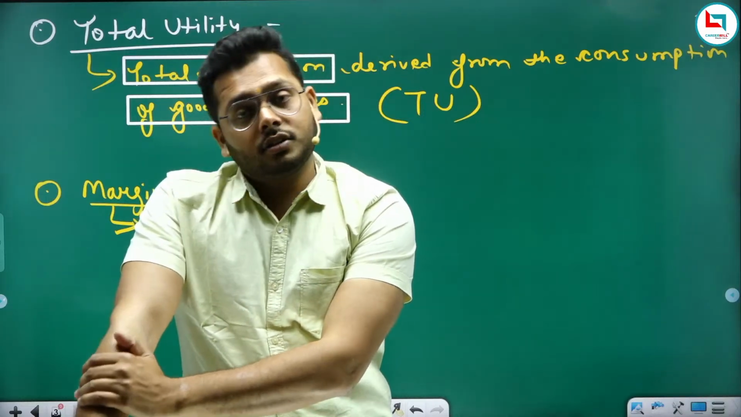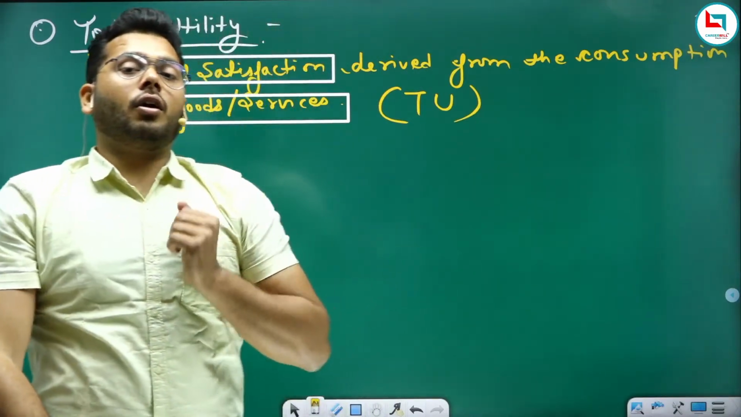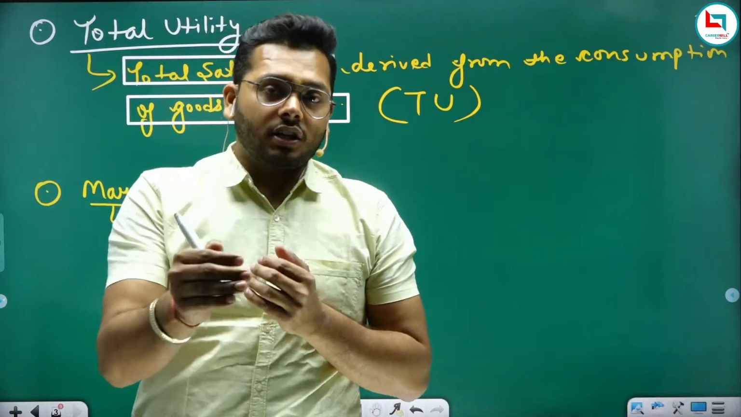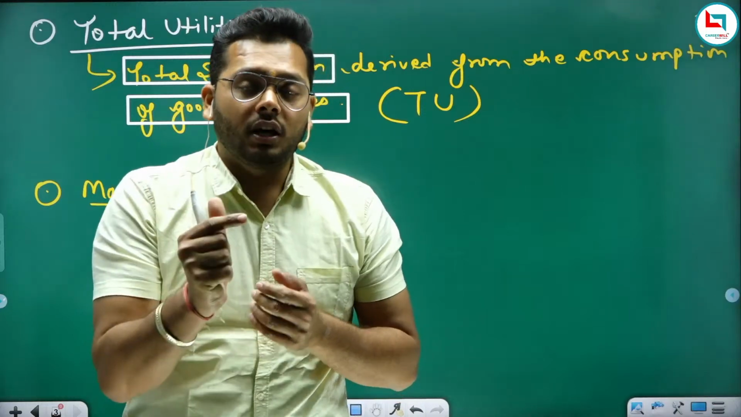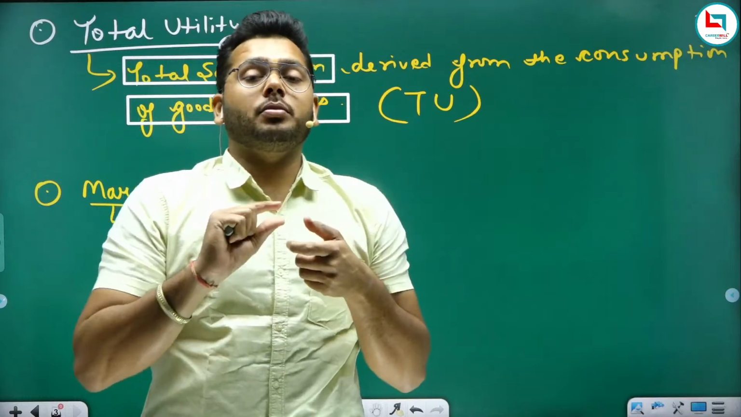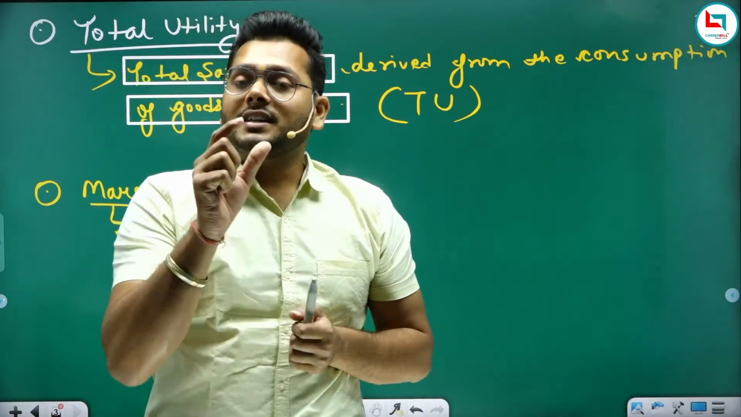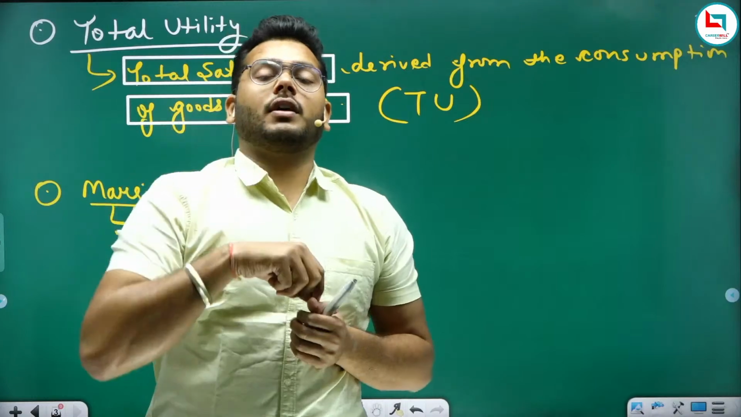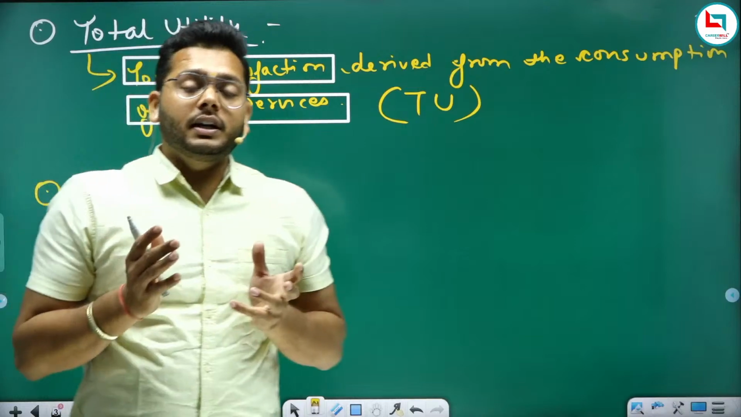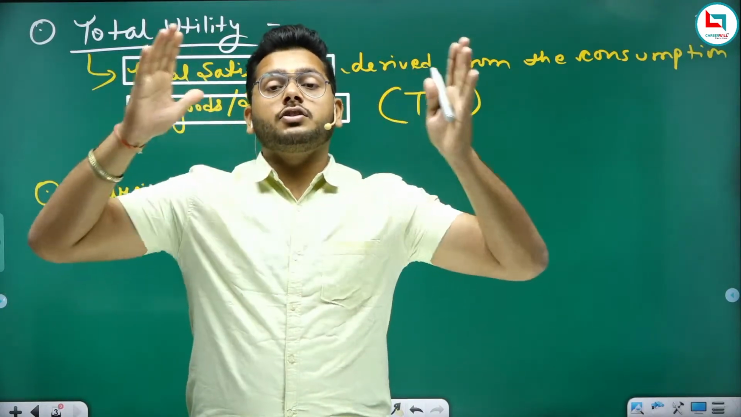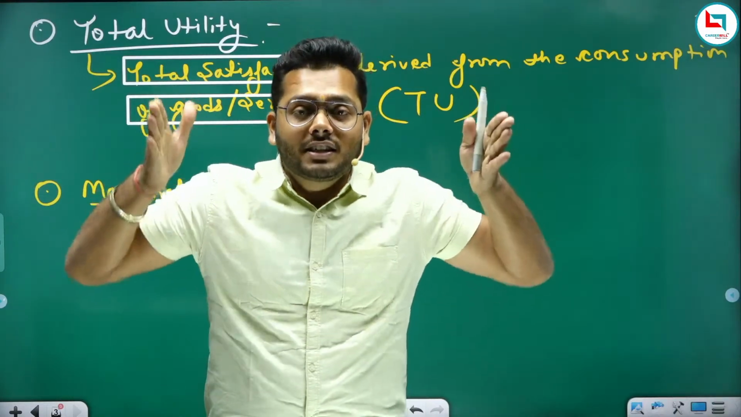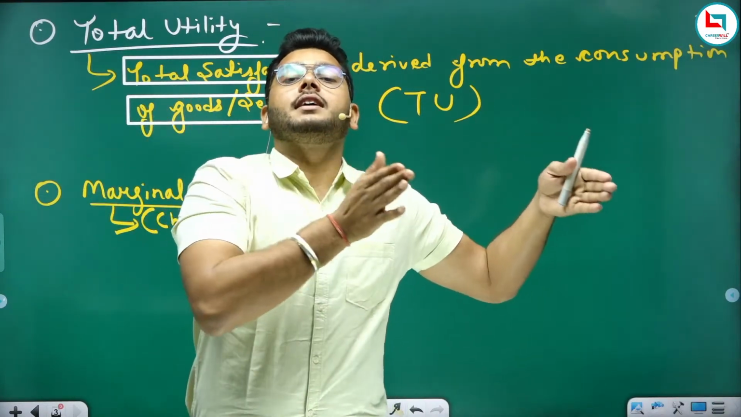Again, what is the exact meaning of marginal utility? When you consume every additional unit, you will get some satisfaction from that additional unit. The satisfaction from the additional unit is known as marginal utility. And what is the meaning of total utility? After consuming these three glasses of water, that will be considered the total utility.